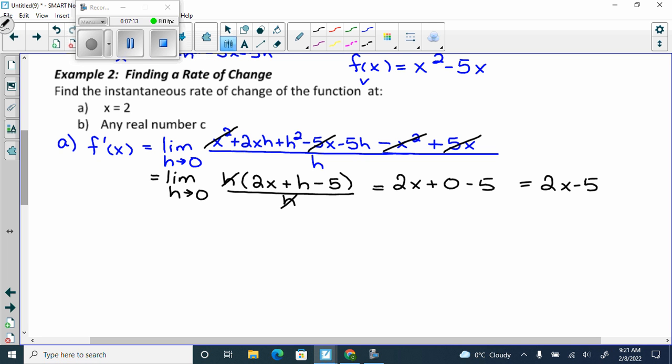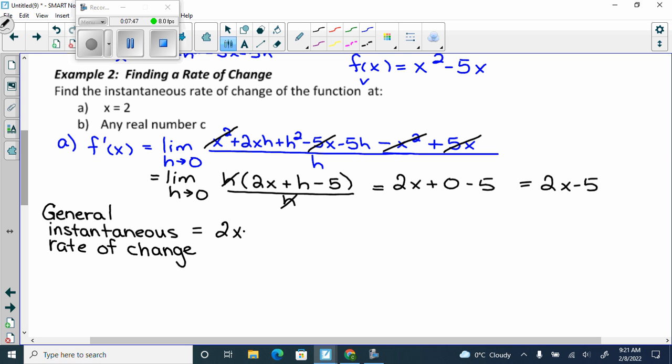Now this, if you want to write it down for yourself, this is the general instantaneous rate of change. Why is it the general one? Like the general solution for arithmetic series or geometric series. Why is this general and not actually the answer at 2? Yeah. Because it works for any x value. I haven't plugged anything in, right? So this is my general instantaneous rate of change, 2x minus 5.